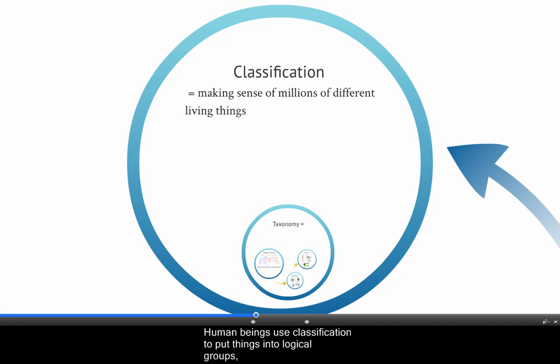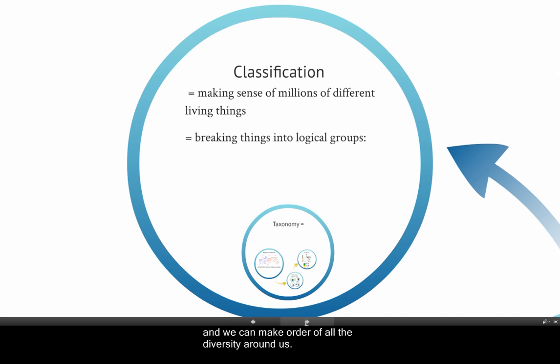Human beings use classification to put things into logical groups. And if you think about having 10 million species on the planet, that's a number that's just too big for us to understand. And so we need to somehow put things into logical groups so that they make some sense. And we can make order of all of the diversity around us.